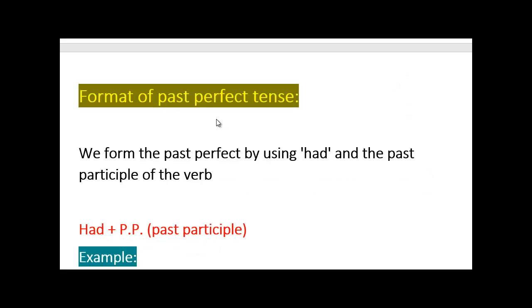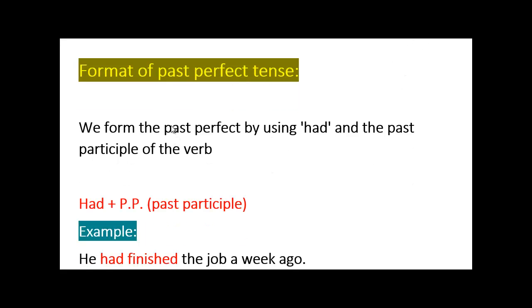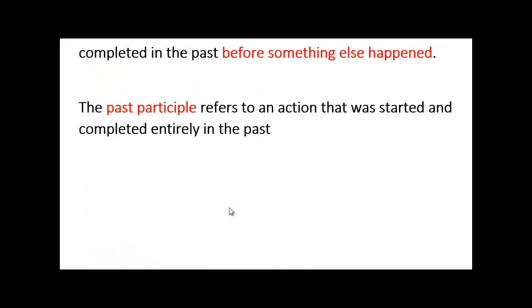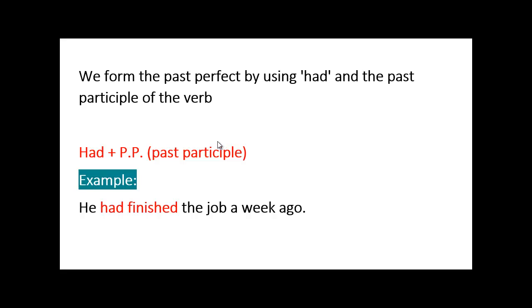The format of the past perfect, again and again, I keep repeating it. Remember, every tense, use the keys for the word. Past perfect. Perfect means verb to have, and the past of verb to have is had. So here we go. The format will be had, because it's the past of verb to have, plus the past participle. And we said the past participle refers to an action that was started and completed entirely in the past. Okay, good. So that's the format.